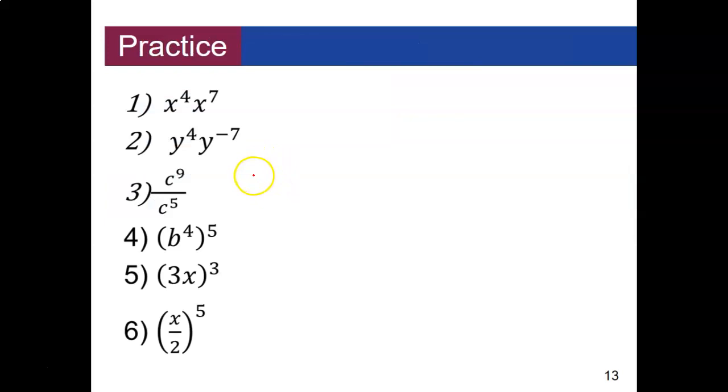Okay, here are a few to practice. So I would say pause this, take a minute to go through these. These should be fairly simple, and then we'll take a look at what your answers should be.